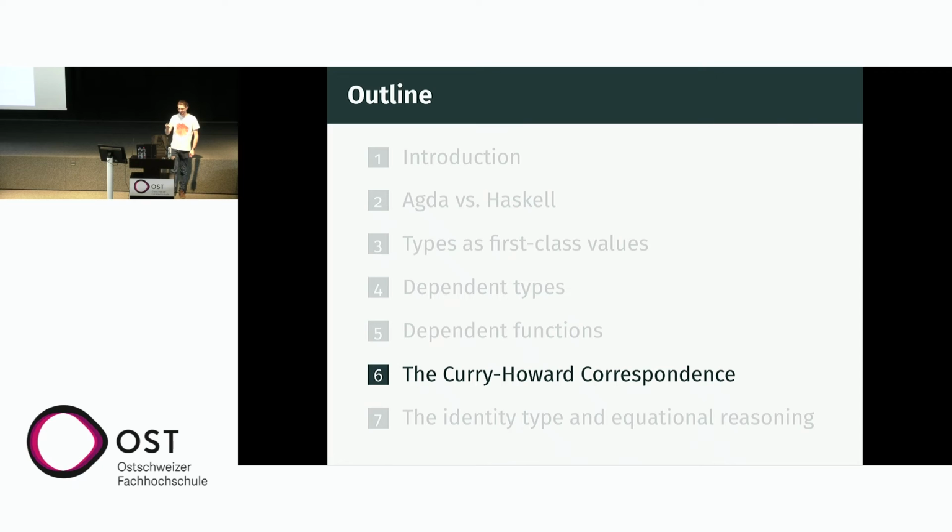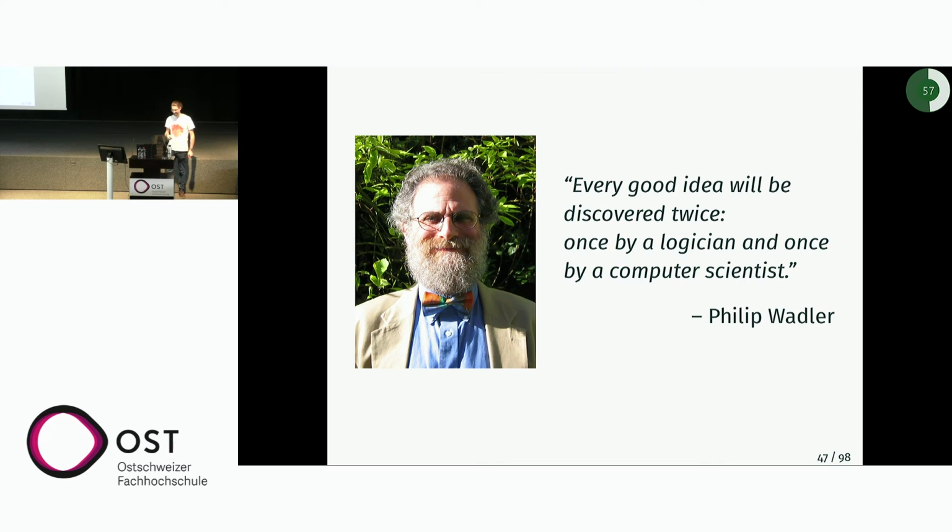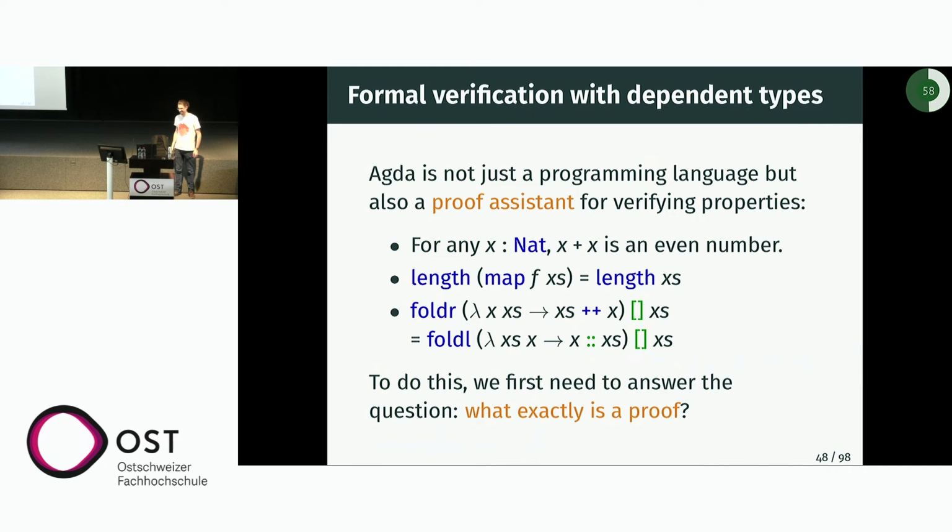So the way this works is through the Curry-Howard correspondence. So let's take a look. The Curry-Howard correspondence, I think, is nicely summarized by this quote by Phil Wadler, who said every good idea will be discovered twice, once by a logician and once by a computer scientist. This is also true for many ideas in type theory and logic. The Curry-Howard correspondence says that these are kind of the same thing, and we're just looking at it from different lenses. Okay, and so let's see what that means.